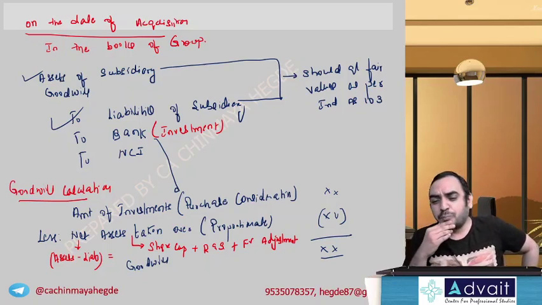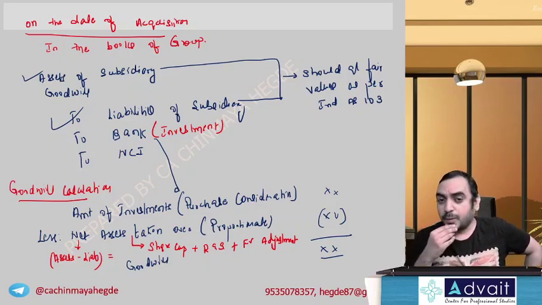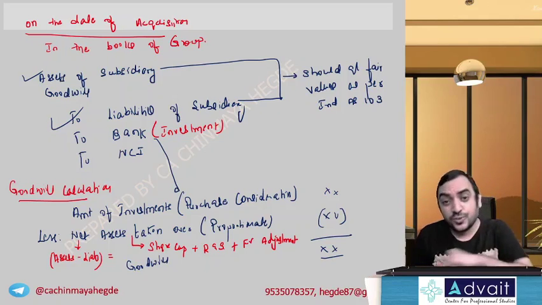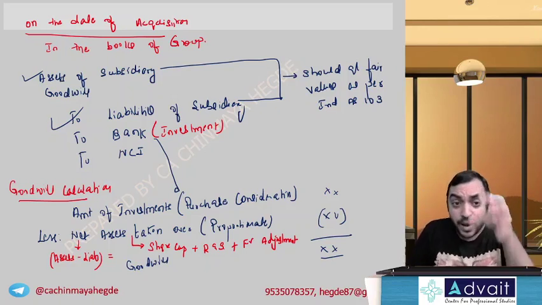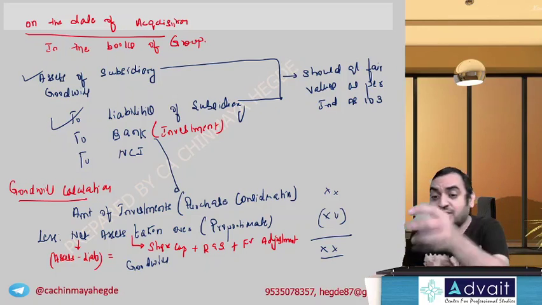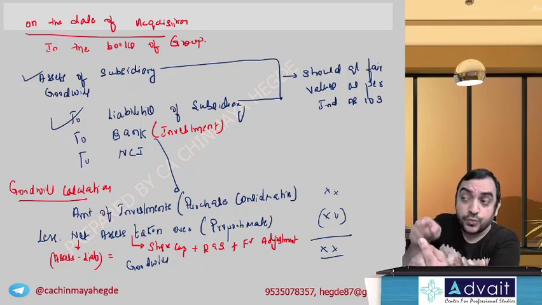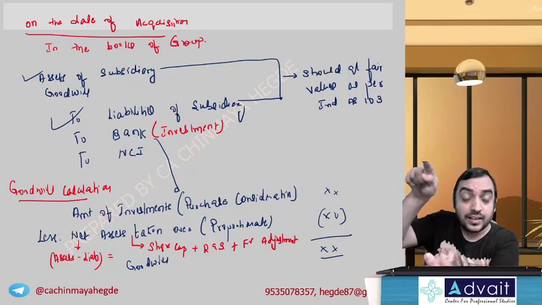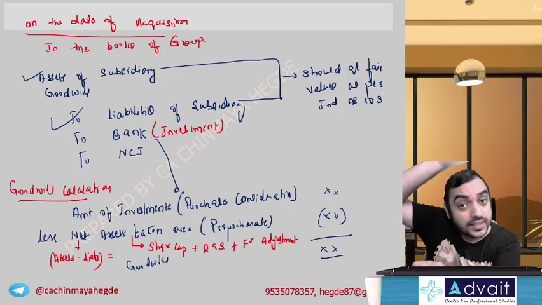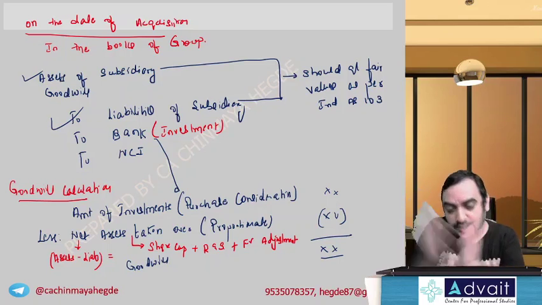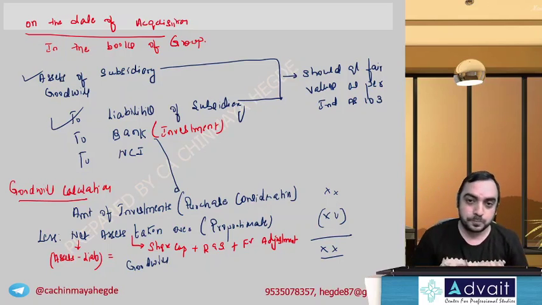Why is this method important, sir? Because in the exam, when we prepare full-fledged problems, they will not give you net assets on the date of acquisition. What they will give you is the balance sheet of the holding company and the balance sheet of the subsidiary company. Using the subsidiary's balance sheet, we have to go backwards and calculate what the net assets were on the date of acquisition. So for that purpose, this will be given.